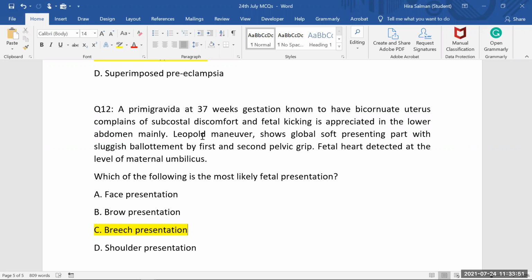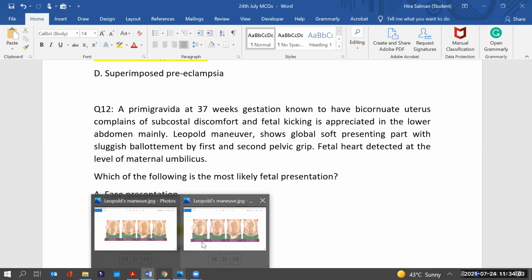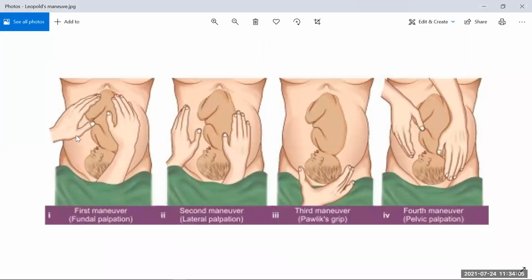Leopold is the per abdominal maneuver. It's not per vaginal, it's per abdominal. So when you do the per abdominal maneuver, these are the four diagrams which I have just shown you. This is the Leopold maneuver. You perform the lateral grip, the fundal grip, the pollic grip, and the pelvic grip. So these four maneuvers come under the heading of Leopold maneuvers.